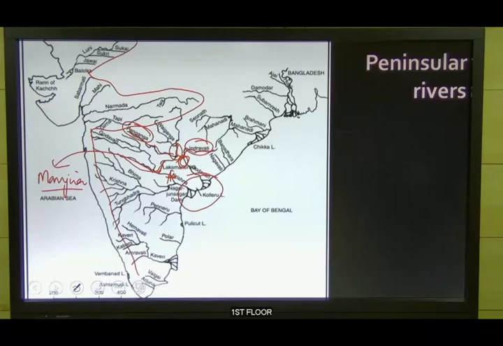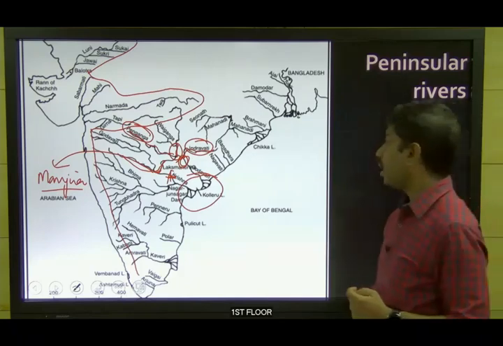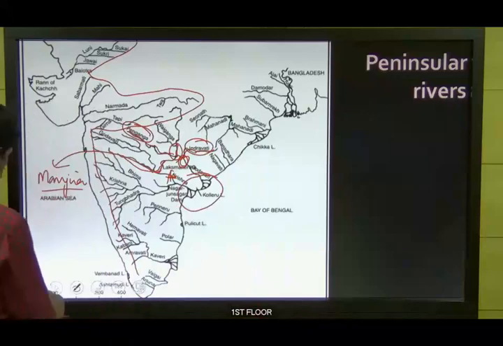So the next major river is Krishna. It originates near Mahabaleshwar. Mahabaleshwar is both a range and sometimes it is also called a peak. It is a range, it is a plateau, it is a peak. Everything it is. Okay, Mahabaleshwar in Maharashtra. So the Koina, Tungabhadra and Bhima are the major tributaries.